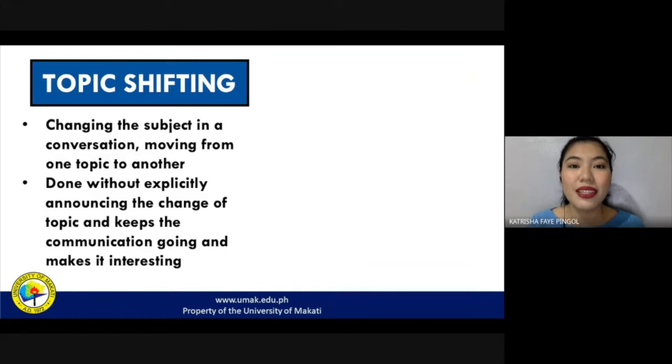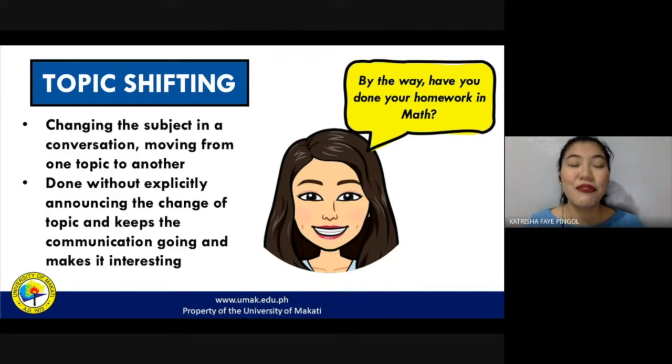So both parties, they are aware of the change, but it's very subtle. Okay, so there's no need for them to announce that, oh, let's just change the topic. Okay, the shift happens naturally. So, for example, when you ask, by the way, have you done your homework in math? For example, if you are just simply talking about school and then suddenly math comes up and then suddenly you just ask, by the way, have you done your homework in math? That's not explicitly saying, now, why don't we just talk about the homework in math? All right. So that's basically the difference between the two.